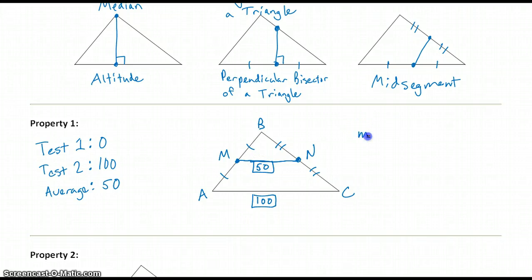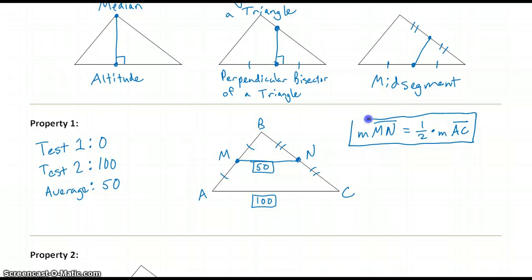In other words, the measure of a midsegment, in this case MN, is equal to 1/2 the measure of the opposite side. Or, if I think about it the other way, the measure of the side is equal to twice the measure of the midsegment.